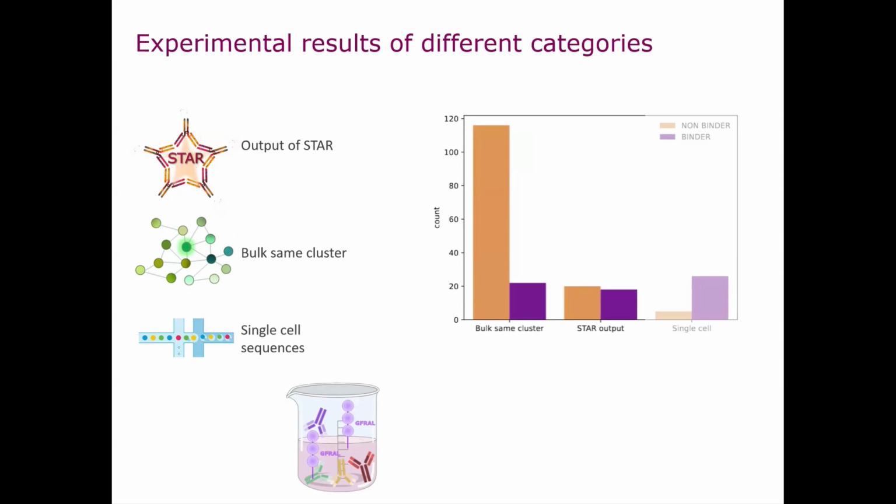And this resulted in 20% of binding, which is really interesting if we think that none of these sequences was actually present in the single cell dataset. So we had to match the heavy and the light chain. And then the third criterion is completely independent from the bulk data. Coming from the single cell sequences, we just took the most frequent, and these resulted in 80% of binders.